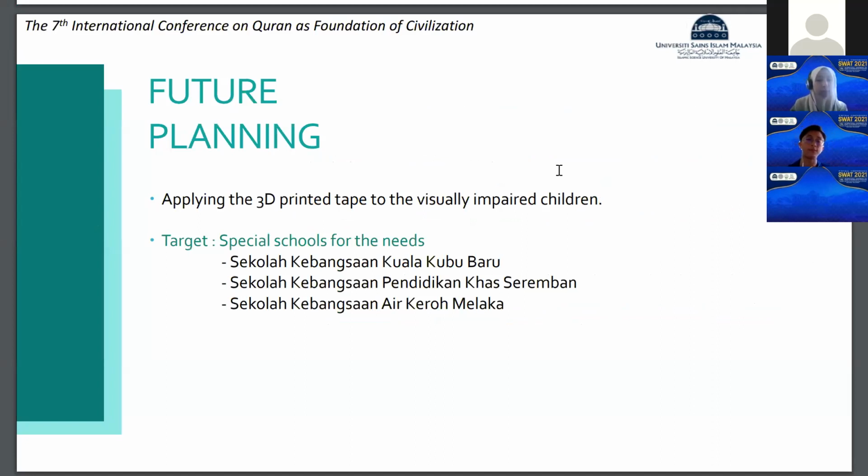So our future planning is to apply the 3D printed tape to the visually impaired children, and our target school is special schools for the needs. For example, Sekolah Kebangsaan Kuala Kubu Baru, Sekolah Kebangsaan Pendidikan Khas Seremban, dan Sekolah Kebangsaan Al-Quran. And that's all from me.